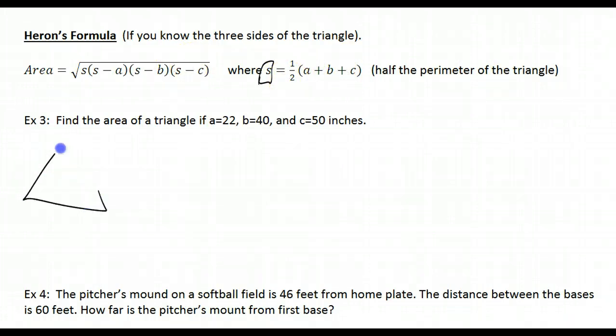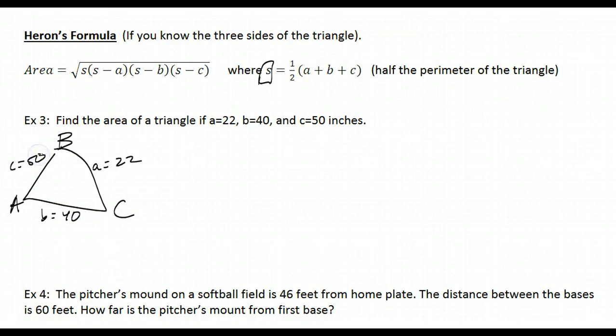All right, first again, make your quick sketch of your picture. So side A is 22, side B is 40, and side C is 50. And then in order to use that formula, I need to know what S is. So S is 1/2 of my three sides added together, 22 plus 40 plus 50.